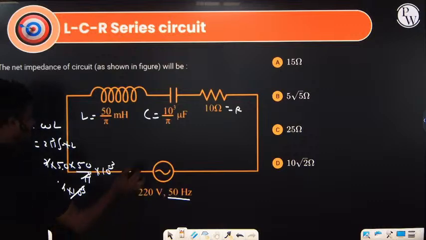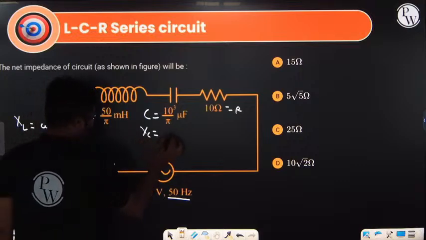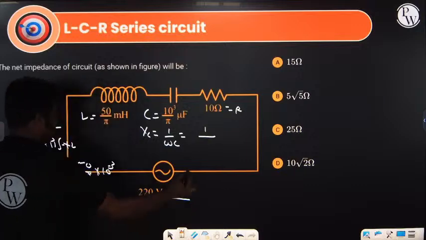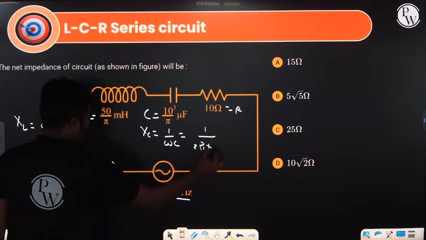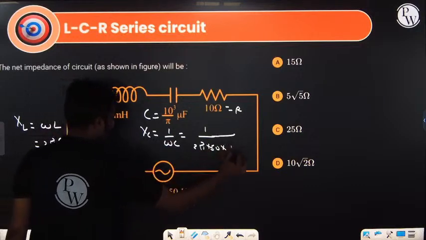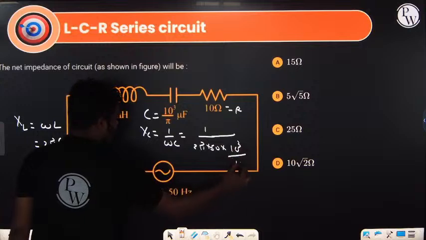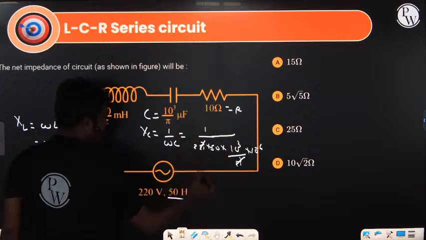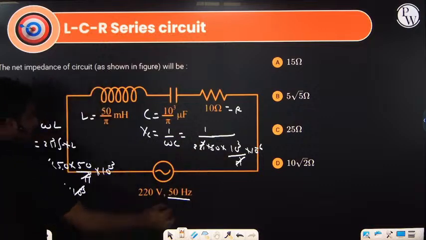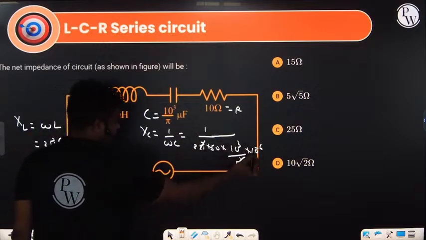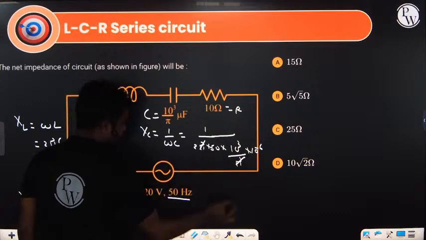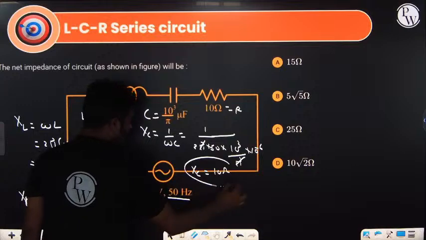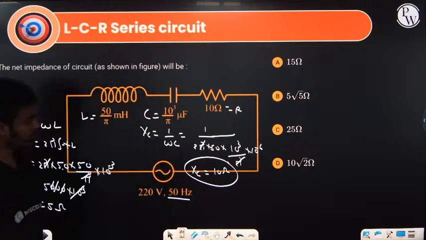Let's talk about the capacitive reactance. Capacitive reactance is 1 by omega C. Omega is again 2 pi into 50, into C. What is C? 10 to the power 3 divided by pi, into 10 to the power minus 6. Pi and pi cancel, and we get 100, 10 to the power 3, and 10 to the power minus 6 will go up. What is the XC value? XC we are getting here is 10 ohm.